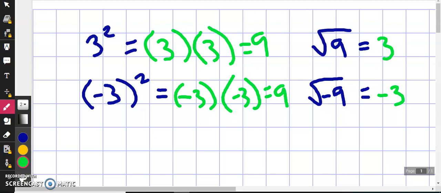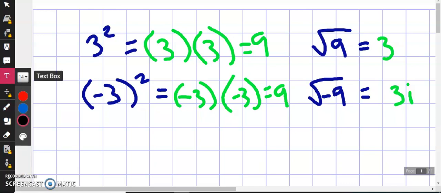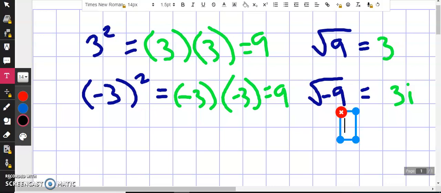Way back in the 1500s, when mathematicians ran into this issue for the first time, they decided that instead of putting a negative on that 3, we're going to use the letter i to indicate that this negative square root technically doesn't work, but for the purposes of solving the problem, we will pretend that we have this imaginary number.